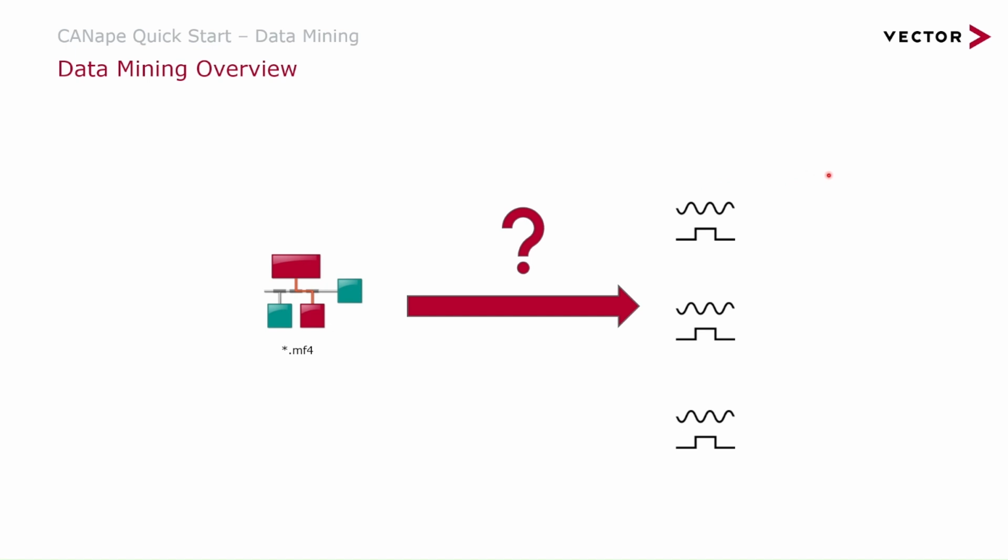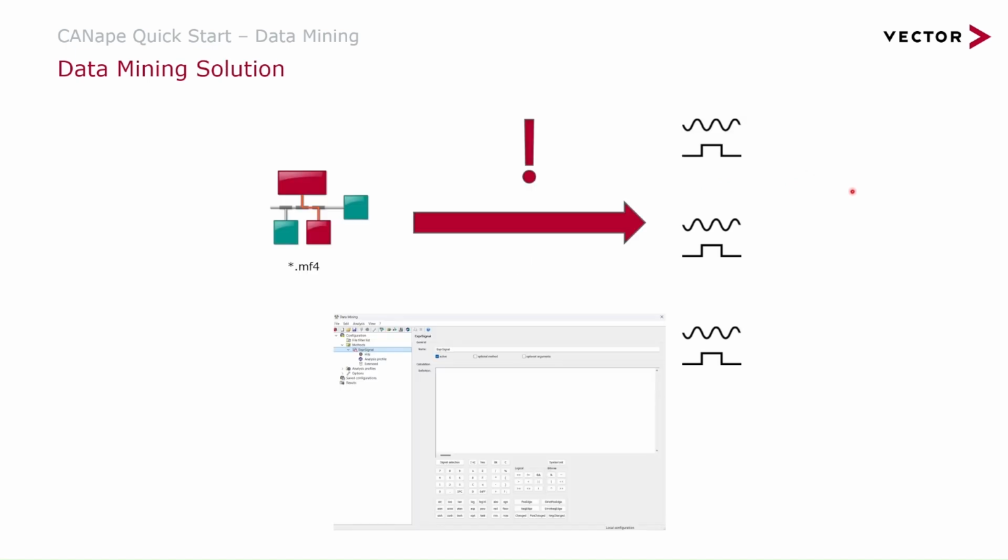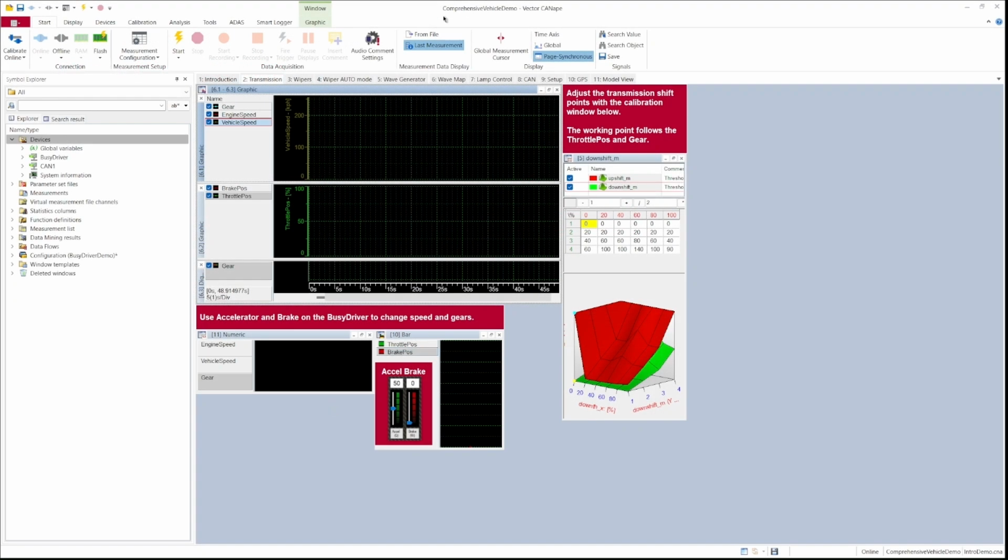Well, the answer is to use data mining with CANape. Data mining allows you to input a condition, apply that condition to an entire folder full of your measurement files, and return which files meet your signal conditions. We're going to begin this demo with the Comprehensive Vehicle Demo example project in CANape.